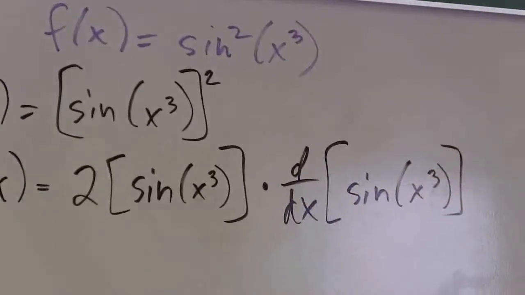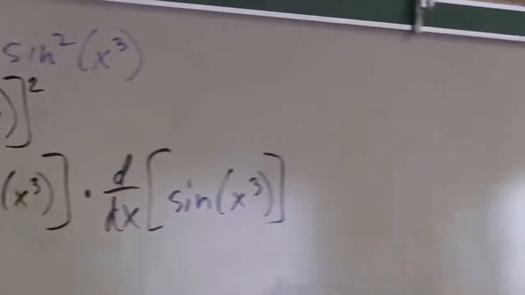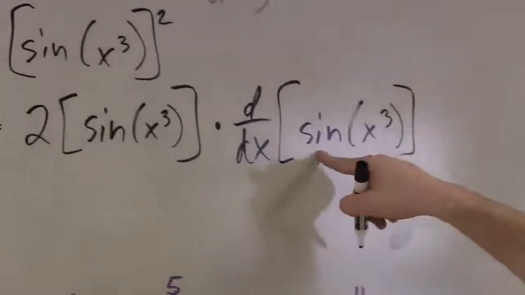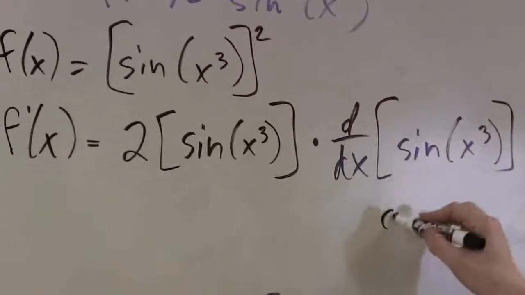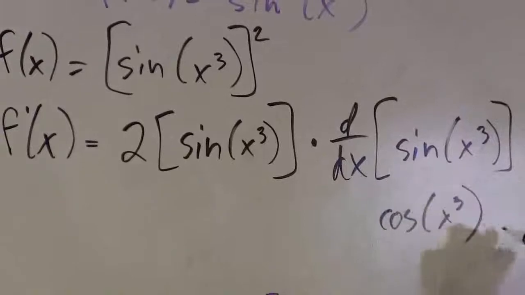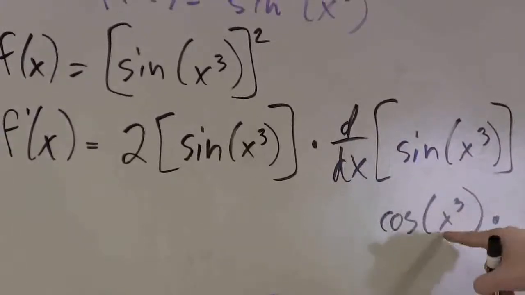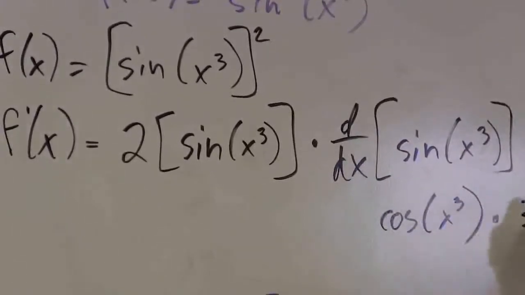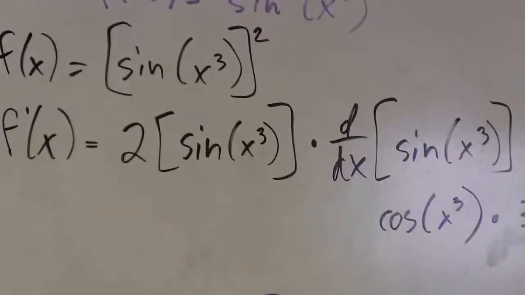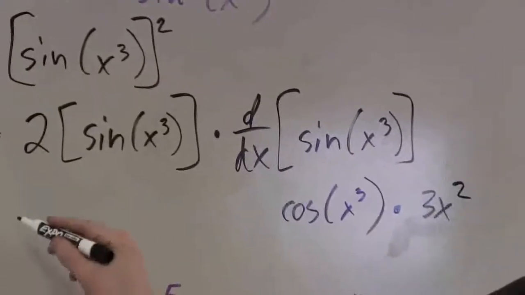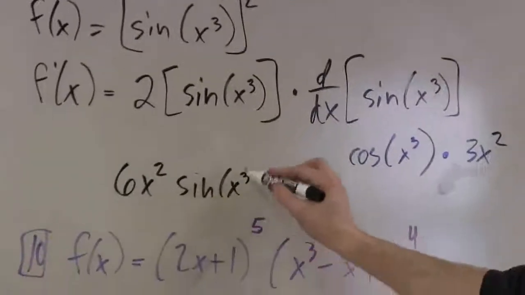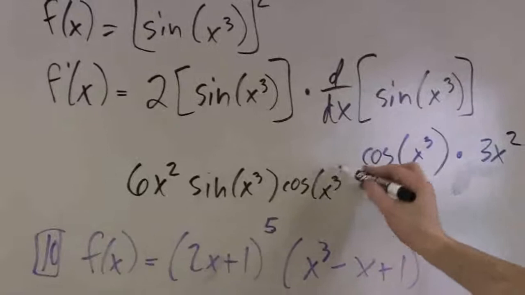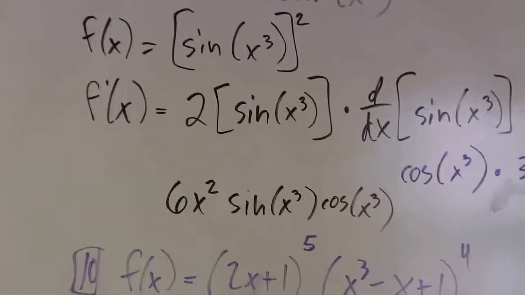Well, the derivative of sine of x cubed itself requires the chain rule, so that's the sense in which this is recursive. What is the derivative of sine of x cubed? Well, the outer function is sine, the inner function is x cubed, so the derivative of sine of something is cosine of the something, back inside for the derivative of the something, which is 3x squared. And so my final answer is like 6x squared sine of x cubed cosine x cubed. And you could do a trig identity there if you wanted.